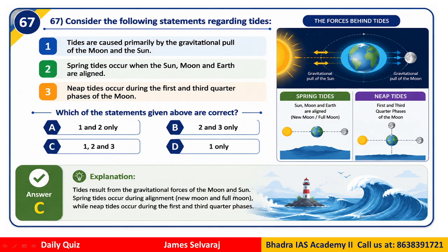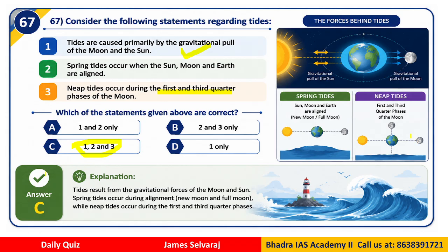So let us look at this. The correct answer is C. That means all three statements are correct. Tides are caused primarily by the gravitational pull of the moon and the sun. So the gravitational pull of the moon and the sun. Spring tides occur when the sun, moon and the earth are aligned. So when the sun, moon and earth are aligned, that is when we have the spring tides. Neap tides occur during the first and the third quarter phases of the moon.